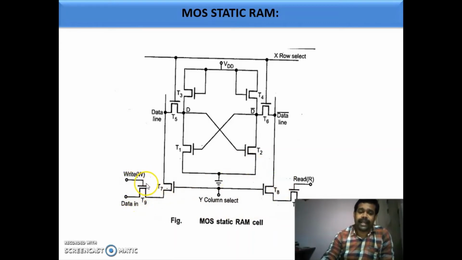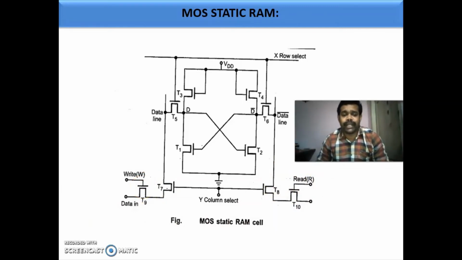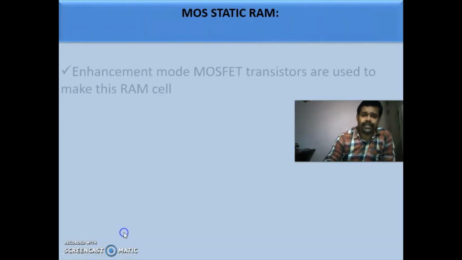If you give a supply to the gate of T9, then the write operation can be done. If you give a signal to the gate of T10, then the read operation can be done. Now we are going for the explanation.